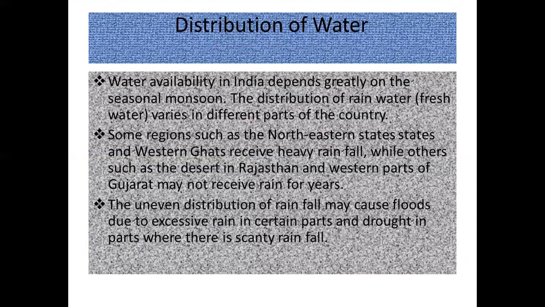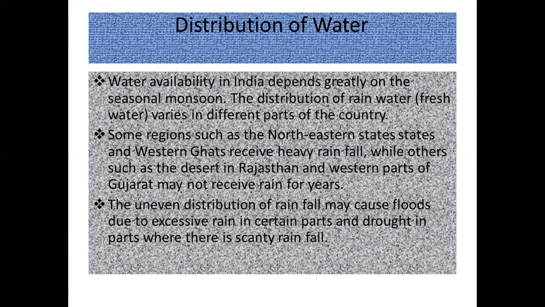Now, distribution of water. I'm going to explain to you how the water is distributed on the earth's surface. You all know, children, there are some places which are called desert areas like Rajasthan. There are some areas like Cherrapunji where there's heavy rainfall all the time. So what is the reason behind that? Some places are very dry, some are very wet, some are average, because the water availability is not the same all around the earth, on the globe.